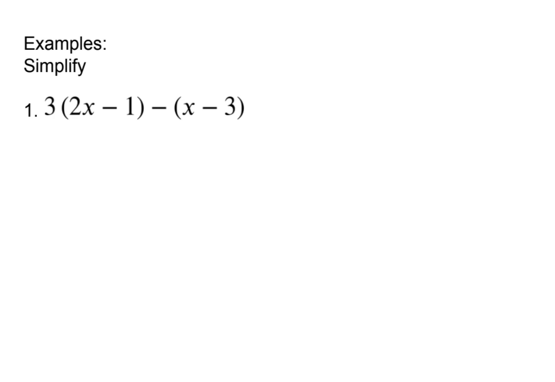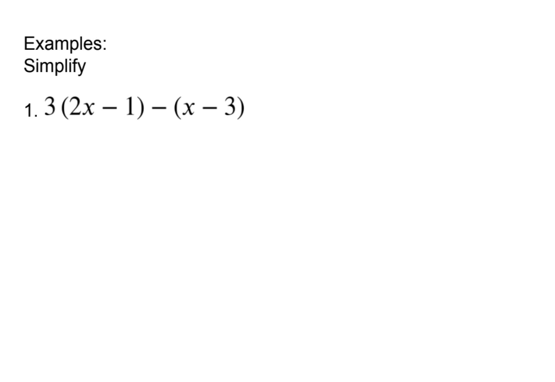So in example 1, we have a couple things going on. The first thing I notice is this 3 out here. Remember, order of operations would say we have to do what's in parentheses first. But those are not like terms, so we can't, and we're going to have to deal with these parentheses a different way. One way we can get rid of this set of parentheses is by taking this 3 and distributing him through his set of parentheses.